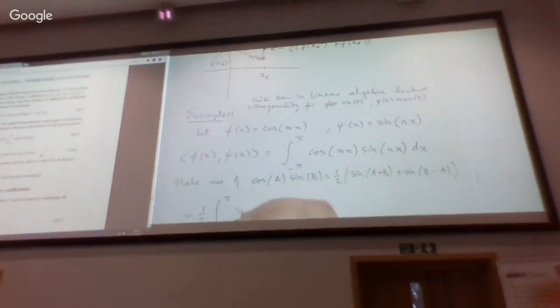So we've got the sine of the sum of these two, so this is going to be n plus m times x. And then you've got the sine of the one from this original sine function minus the one from the cosine, so it's n minus m times x. Integral of x.